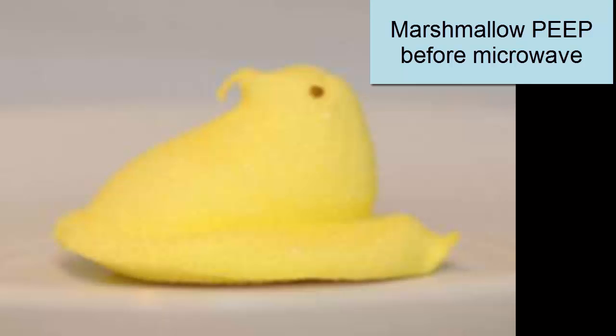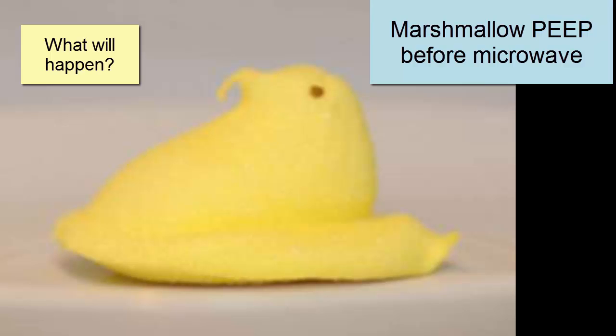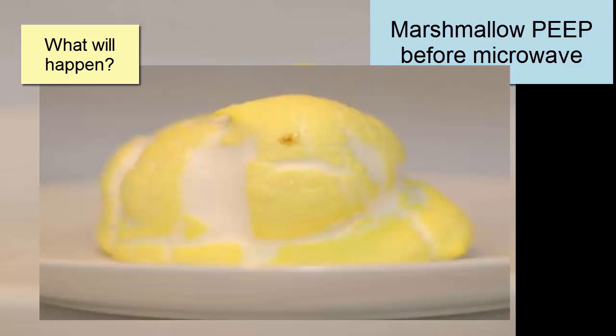To answer that, let's watch what happens to a marshmallow in a microwave. This peep is cold, compact, and well-preserved. Want to see what it looks like after we heat it? What would we expect? The molecules of marshmallow will pick up energy, moving faster and spreading themselves further and further apart, expanding. The marshmallow should grow. And here's the result. So warming up water should cause it to expand, much like what happens during convection.